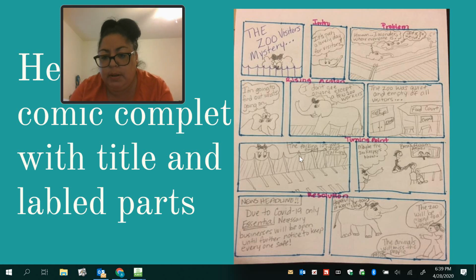Okay, turning point in the story, where she's going to start solving her problem. The parking lot was empty. She looked over the gate. There were no cars in the parking lot. Maybe the zookeepers know. She's figuring out how she's going to find out what's going on with this zoo mystery.